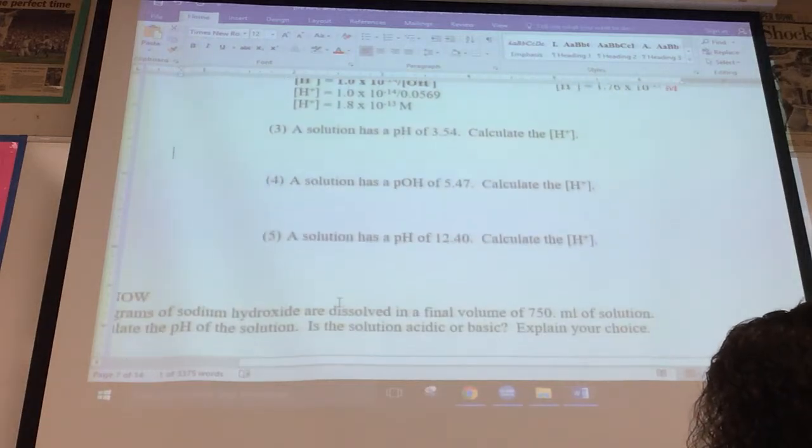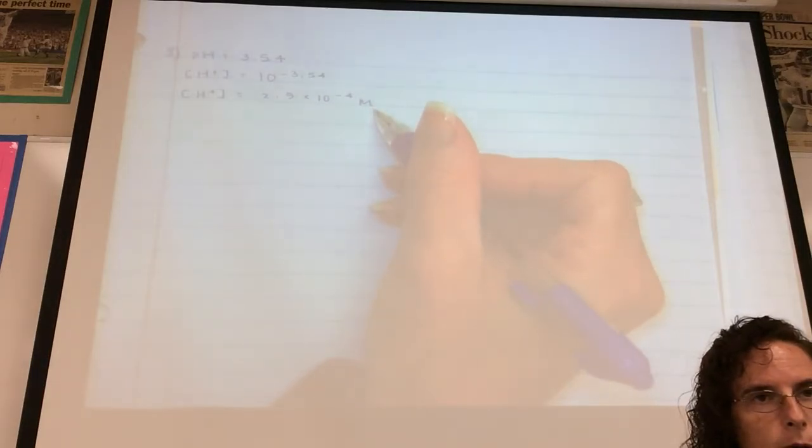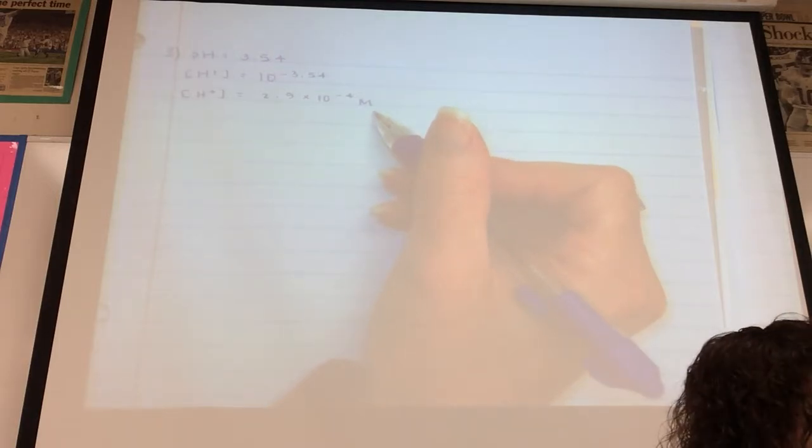Let's work through number 3 together to make sure you're golden here. On number 3, a solution has a pH of 3.54. We want to calculate the proton concentration. That's 10 to the negative pH. So that's 2 sig figs. Second log of negative 3.54 is 2.9 times 10 to the negative 4 molar. Now, if I asked you for the concentration of hydrochloric acid, why would that be the same? Because hydrochloric acid is a strong acid that ionizes completely.